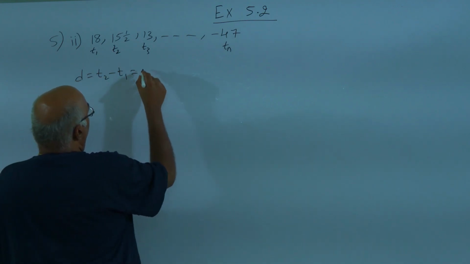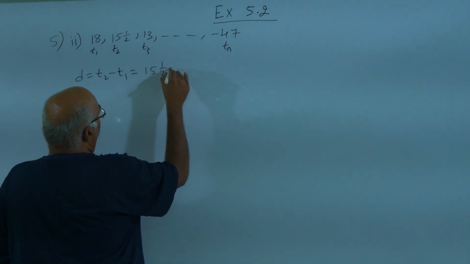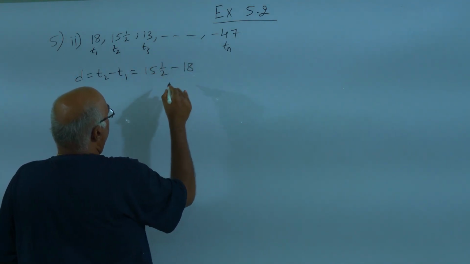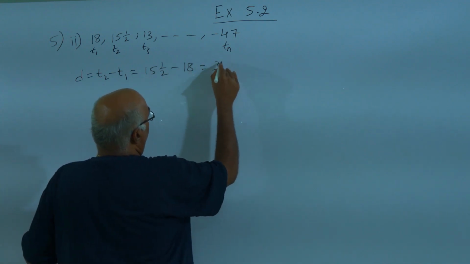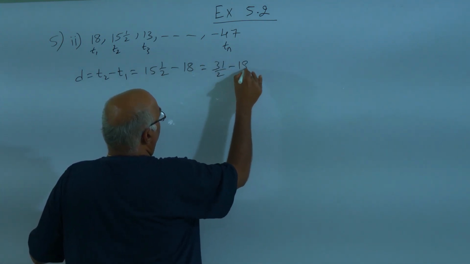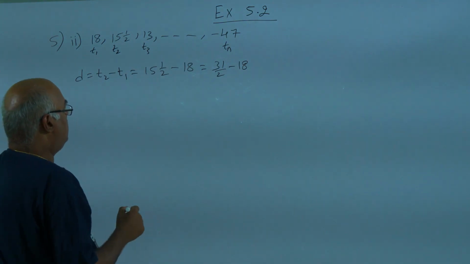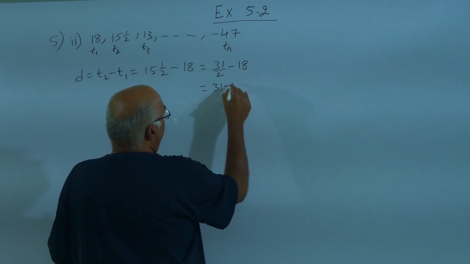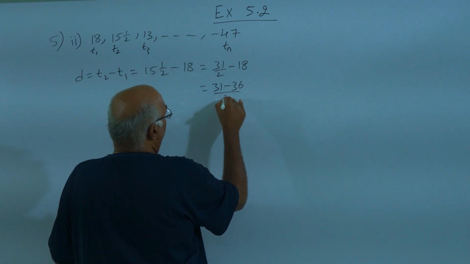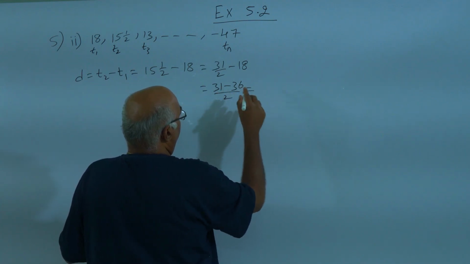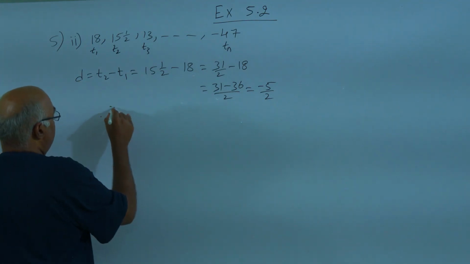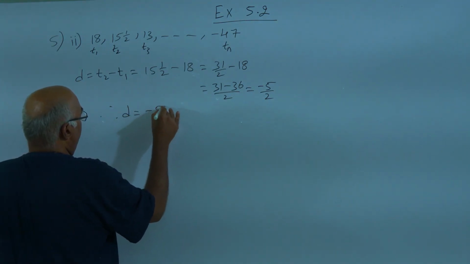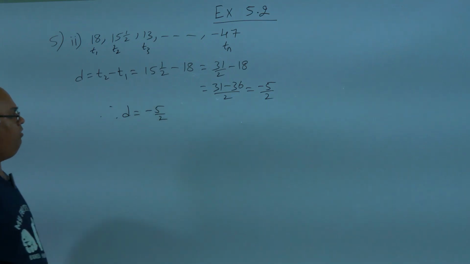This is equal to 15 1/2 minus 18. So this is equal to 15 1/2, which is nothing but 31/2, minus 18. So this is nothing but (31 minus 36)/2. So this is equal to 31 minus 36, which is minus 5, by 2. So therefore d is equal to minus 5/2. We got the value of d.